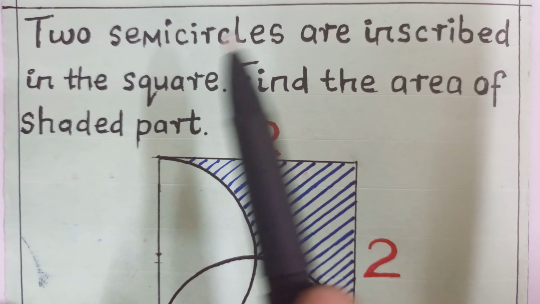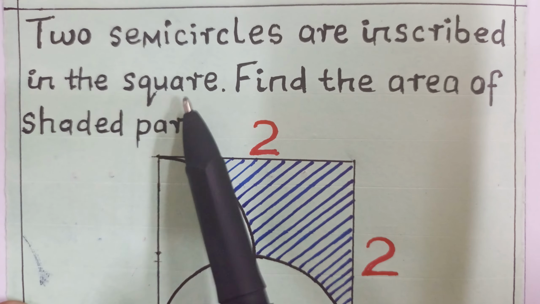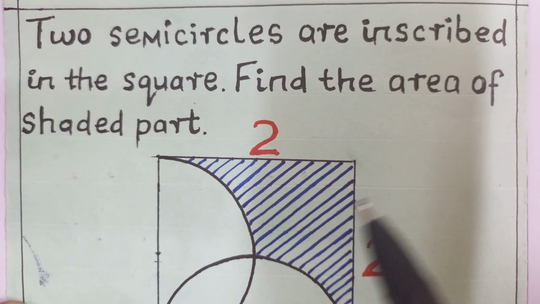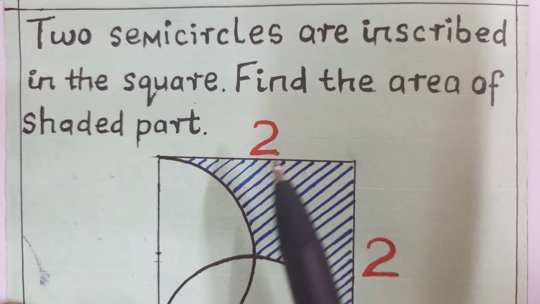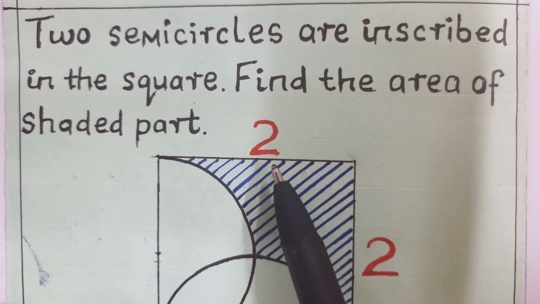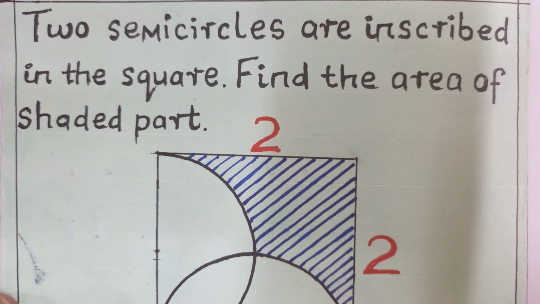And I read the question. Two semicircles are inscribed in the square. Find the area of the shaded part. Guys, we want to find the area of the shaded part, and the length of the square's sides is 2. And so therefore, guys, now we begin to do the question.